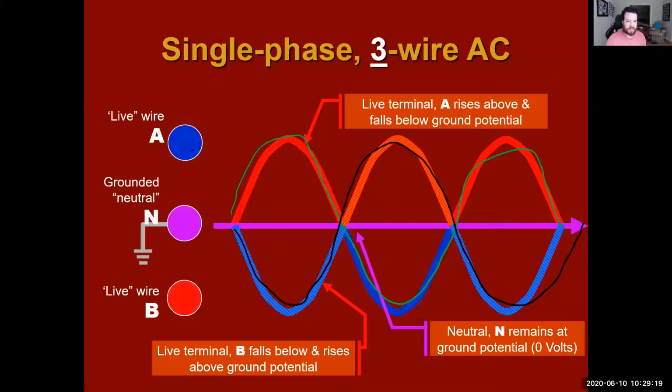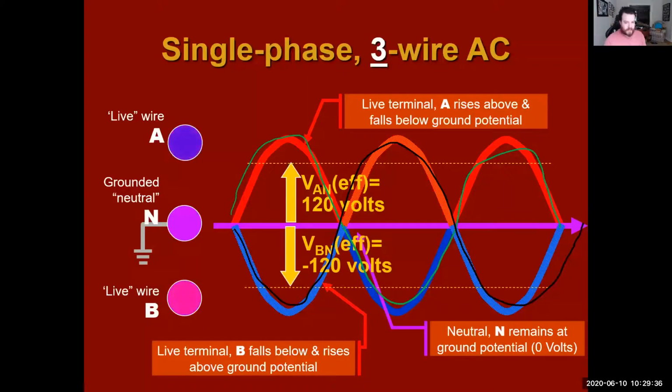And that's the difference: we have a single phase, which was just 1 wire going up and down. Now we have 2 wires that are basically in opposition to each other. Now our effective value from our ground for A is 120 volts. For B, it's negative 120 volts. So basically our total voltage between A and B is going to be 240 volts.